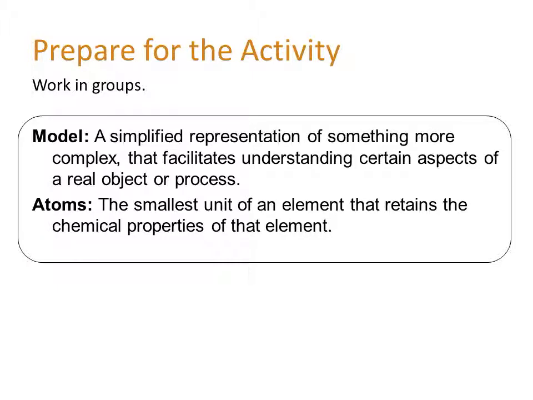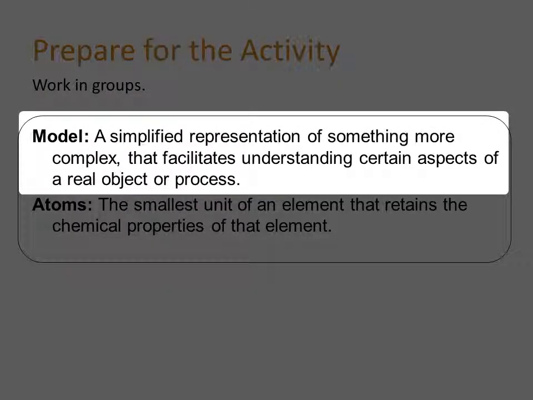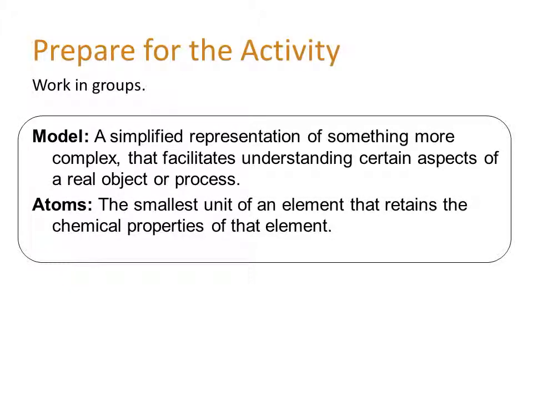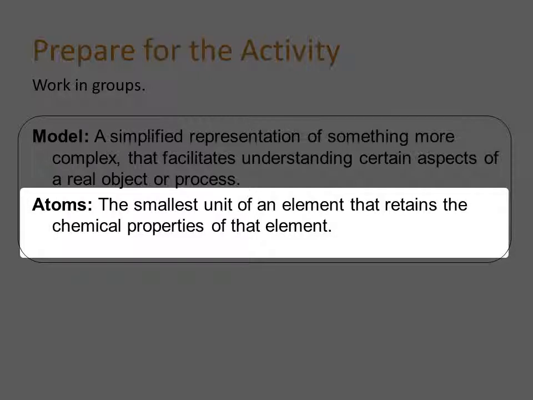In the activity, you looked at how the model of the atom changed as scientists and philosophers made new observations and collected more information and deepened their understanding of matter. A model is just a simplified representation of something more complex that facilitates understanding certain aspects of a real object or process. The atoms that we are talking about, what we refer to as the smallest unit of an element that retains the chemical properties of that element.